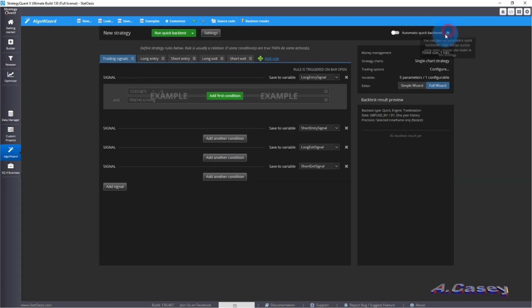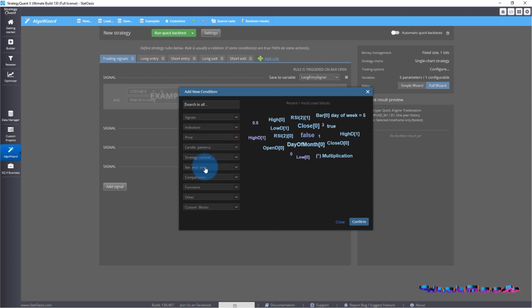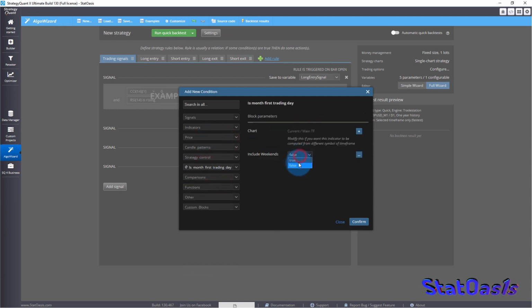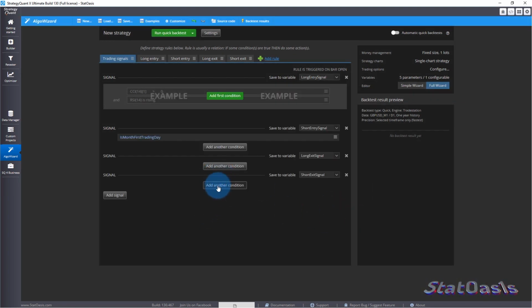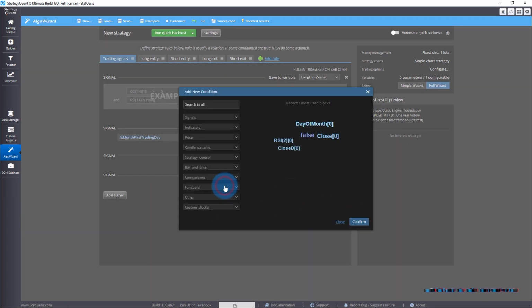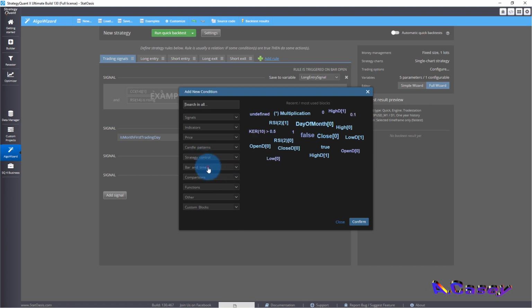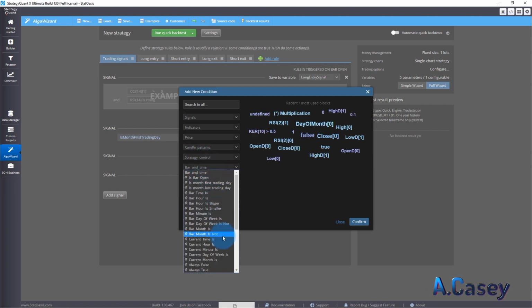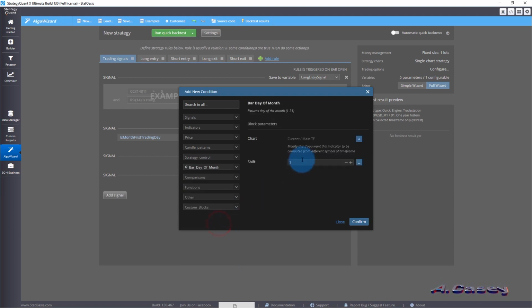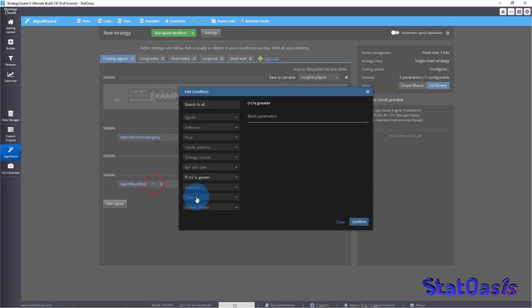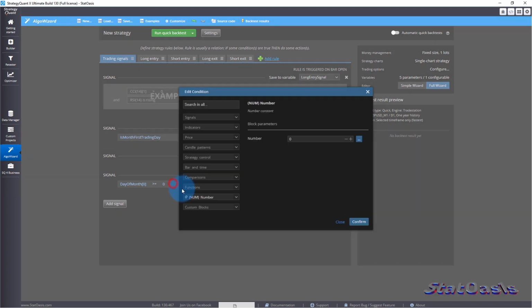So that's set. We'll go short, bar and time, first trading day using the weekend, and then we will exit 10 days later. So short exit, bar and time, and we're looking for bar day of the month, no shift, greater than or equal to the 10th.